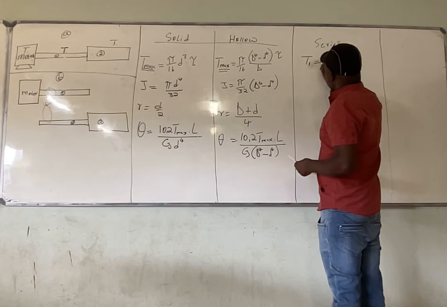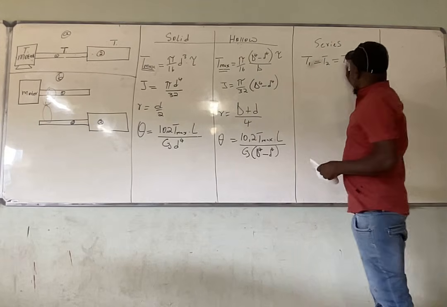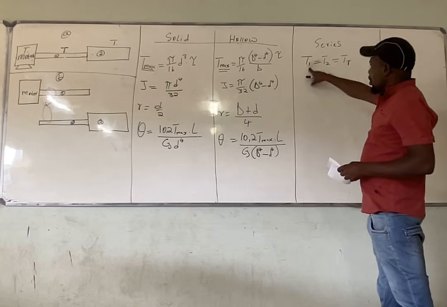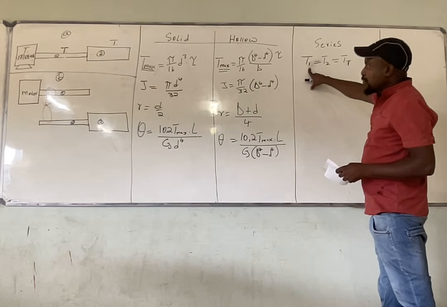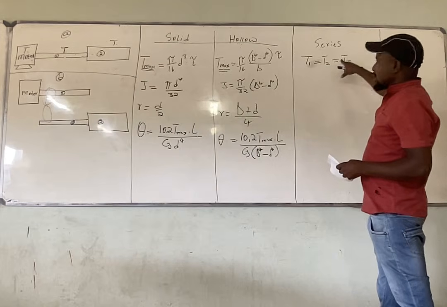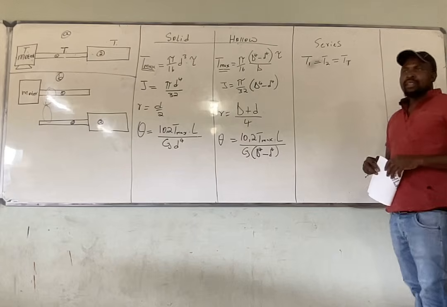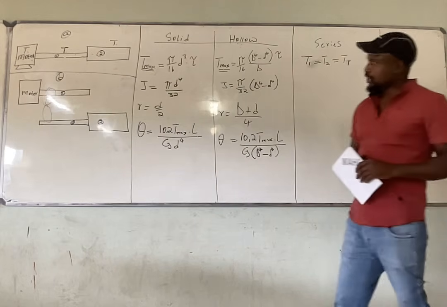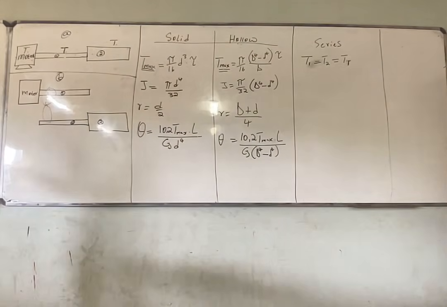T1 is equal to T2 is equal to T3 is equal to T total. The torque in shaft 1 must be the same as the torque in shaft 2. It must be the same as the torque on the motor. I'm saying T total referring to the motor, because the motor is the one that produces all the torque.